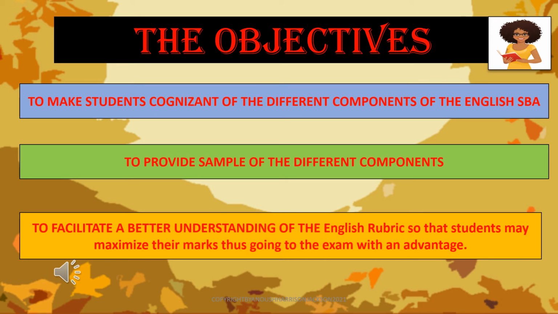The objectives of this presentation are as follows. 1. To make students cognizant of the different components of the English language SBA. 2. To provide samples of the different components or areas of the English language SBA. And of course, to facilitate a better understanding of the English rubric so that students may maximize their marks, thus going to the exam with an advantage.